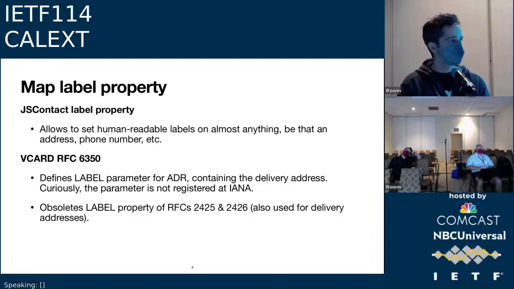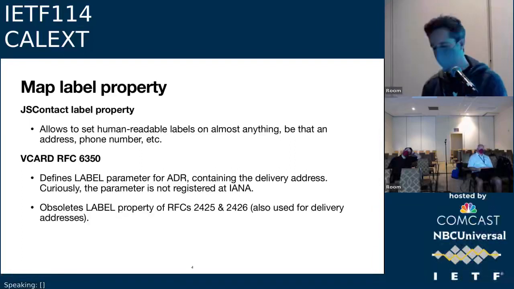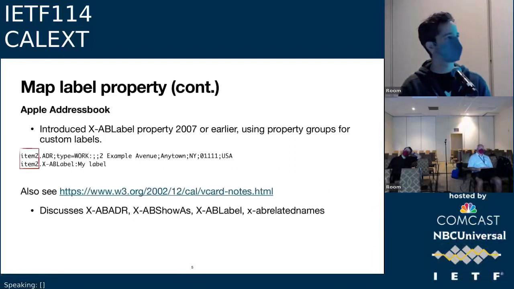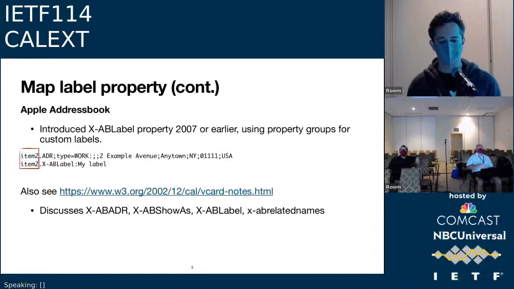Or as I said before, already on the next slide, there exists a mechanism for that, but it's disputable if this really is what the current JS contact label property defines, and that is Apple address books. So Apple address books, since a long time, use both vCard groupings of properties and the specific XAB label property to assign a label to another item or a couple of items in the vCard.